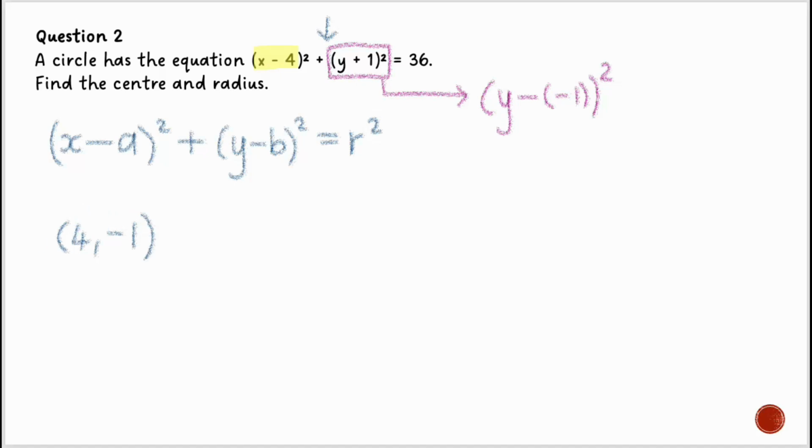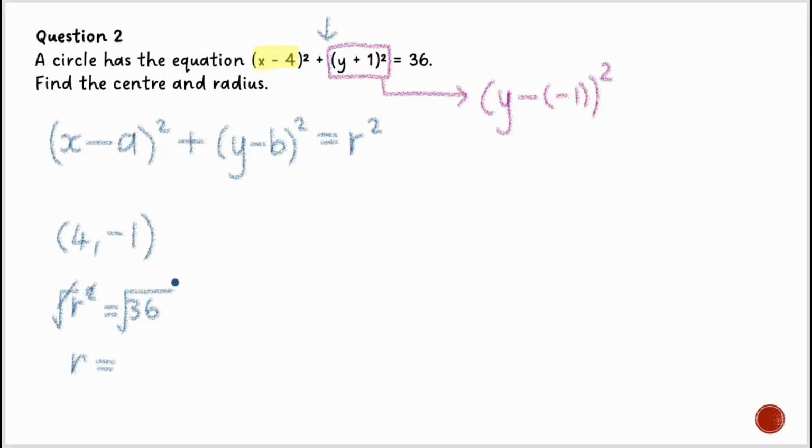Now we find the radius. So the right hand side is 36. So that means r squared is equal to 36. Now we don't want to know the value of r squared. We want to know the value of r, just the radius. So we add a square root on this side. The square root and the square will cancel out. So we are just left with the letter r, the radius. Whatever we do on the one side, we have to do on the other side as well. So we have to add a square root to this side as well.